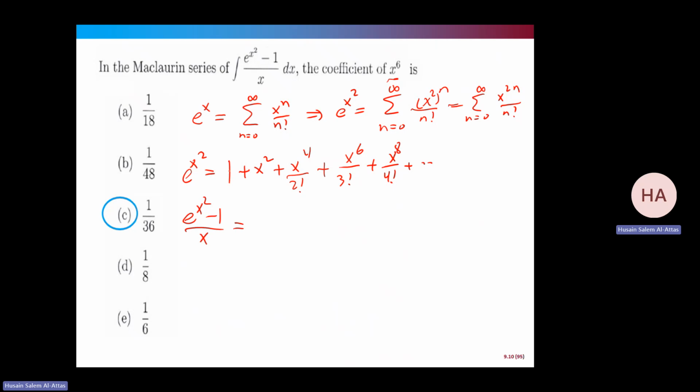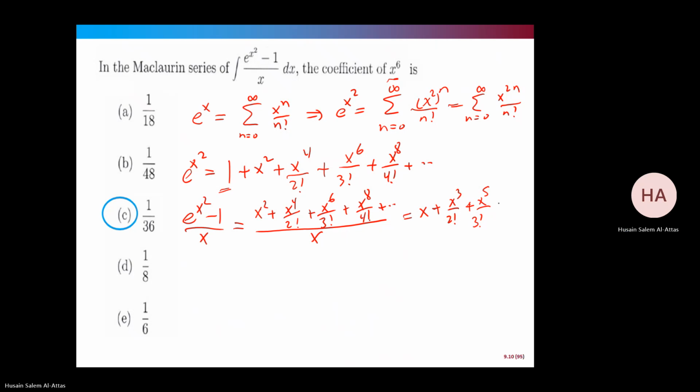Okay, now let me do e to the x squared minus 1 over x, and then I will integrate. Minus 1 cancels with this minus 1. So I have what? x squared and the rest over x. That will give me x plus x cubed over 2 factorial. Nothing will give me x to the power 6. Yeah, this will give me x to the power 5 over 3 factorial, plus x to the power 7 over 4 factorial, plus the rest.